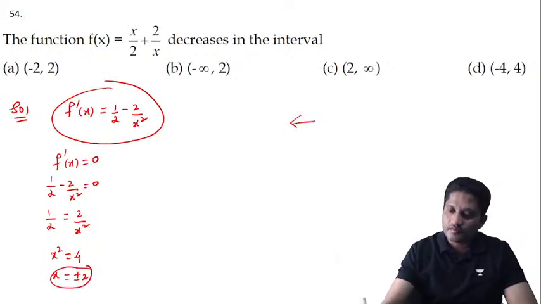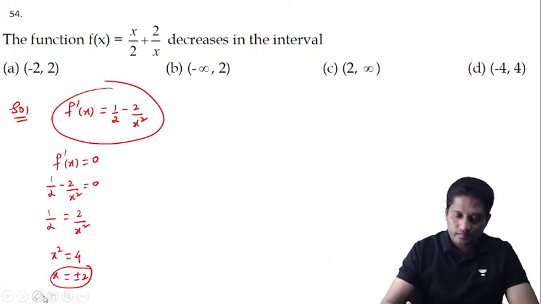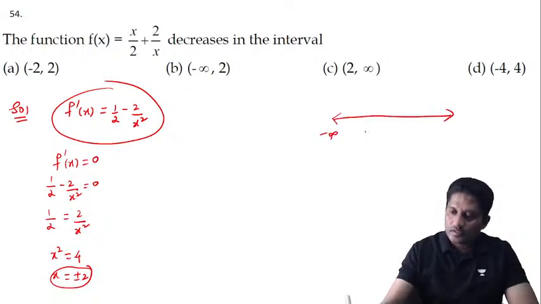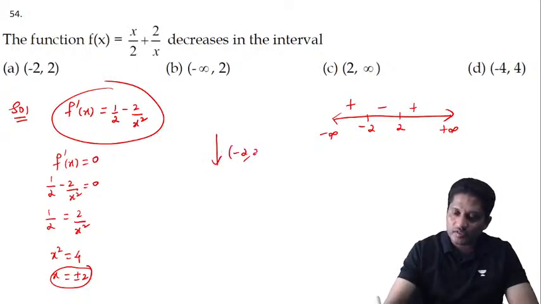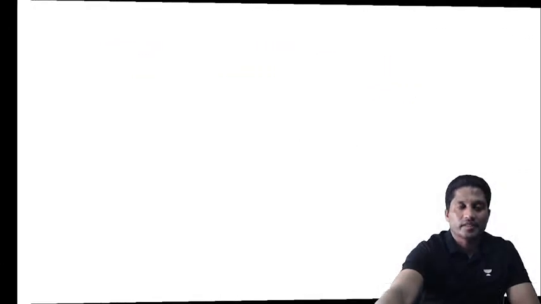The domain is minus infinity to plus infinity. Roots in increasing order are minus 2 and plus 2. So the sign is plus, minus, and plus. So it decreases between minus 2 and plus 2. Answer is option A. Let's move to the next question.